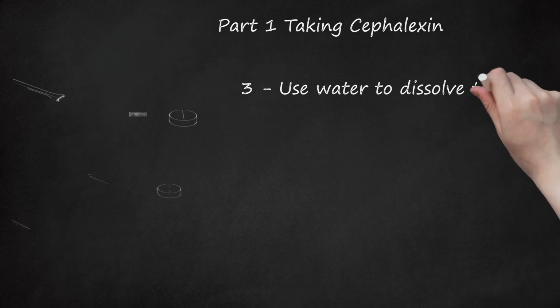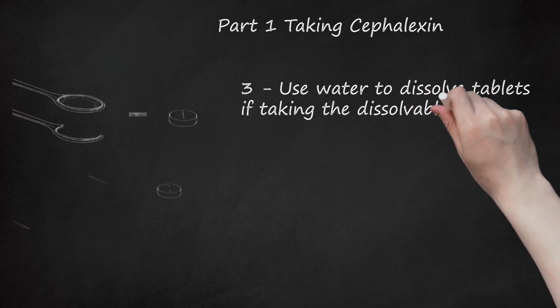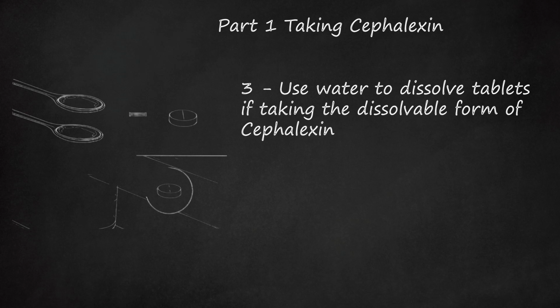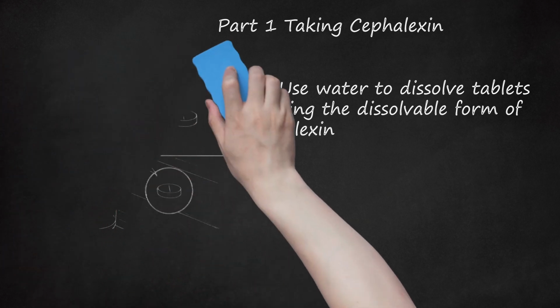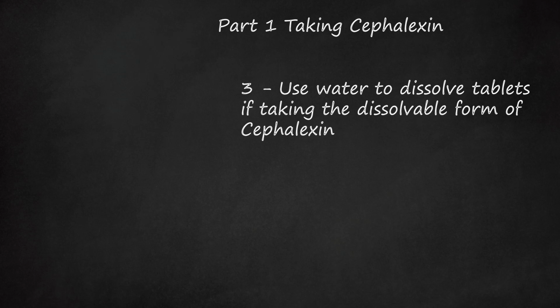3. Use water to dissolve tablets if taking the dissolvable form of cephalexin. When using the dissolvable tablet, never chew or swallow the tablet. Dissolvable tablets are designed to be combined with liquid before taking the medicine so that the medicine will be metabolized faster by the body. Dissolve the drug in 2 teaspoons of water. Stir the mixture until it is fully dissolved. Drink the solution immediately. To ensure that you have taken the entire dose, add water to the glass and swirl gently to collect remaining drug, then drink the water.